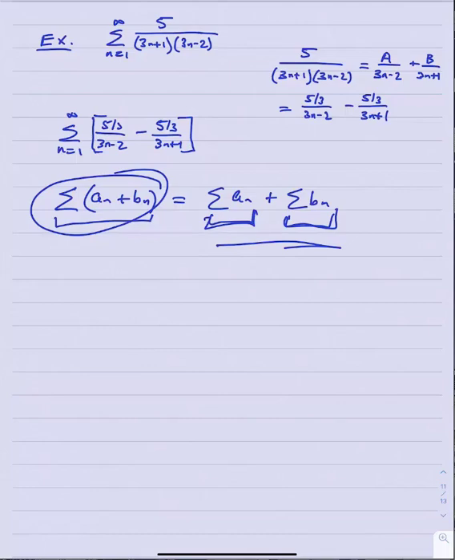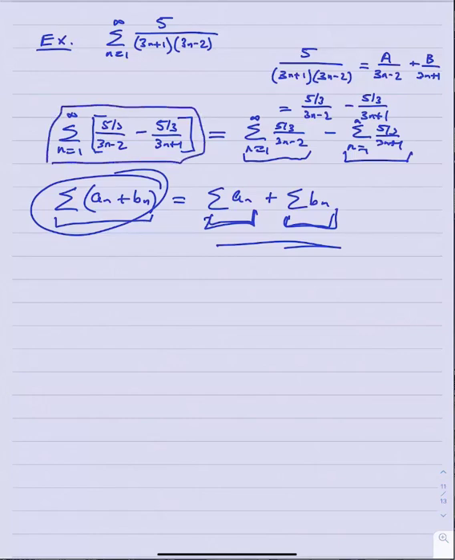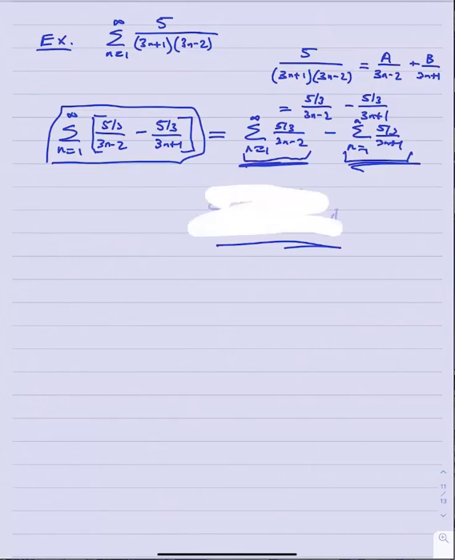Now, in this case, it would mean that if I could split this into two sums, one of them being 5/3 over 3n minus 2, and the other one being minus 5/3 over 3n plus 1, then if I could determine this sum and it existed, and I could determine this sum and it existed, then this summation would exist and it would be the difference of these two. And that would be great if I could do that.